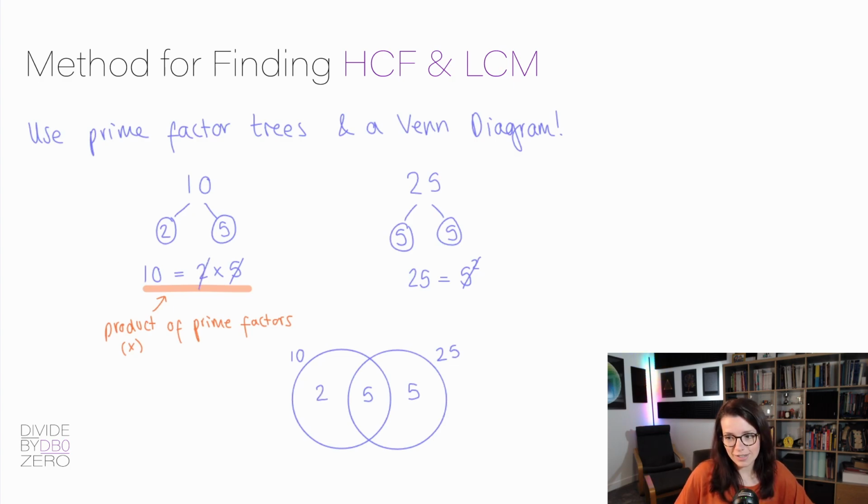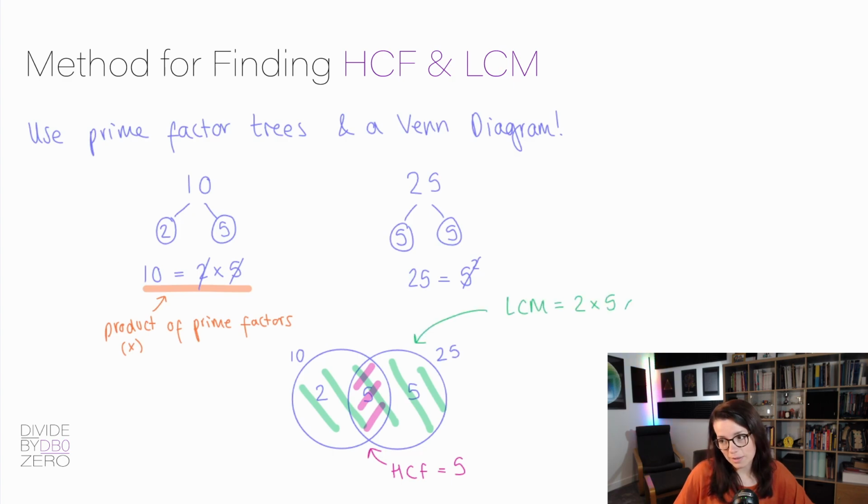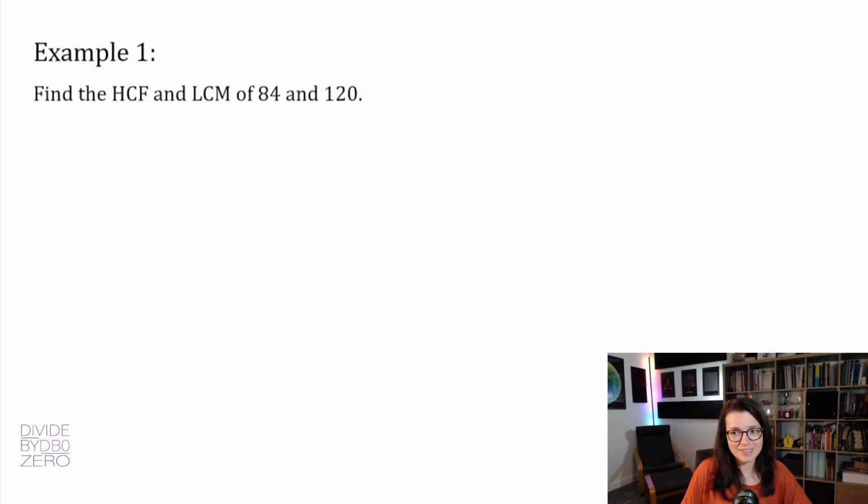Once you have your Venn diagram, the HCF is any numbers that are in the overlapping part of the Venn diagram. In this case, the HCF is just equal to 5, just like we found out before. And you get the LCM from timesing all the numbers in the Venn diagram together. So in this case, the LCM is going to be 2 times 5 times 5, so 2 times 25, which equals 50. Now I'll show you this method for some bigger numbers. So here we want to find the HCF and LCM of 84 and 120.